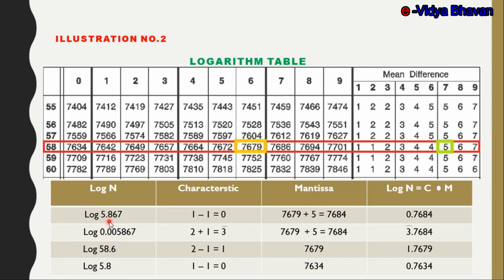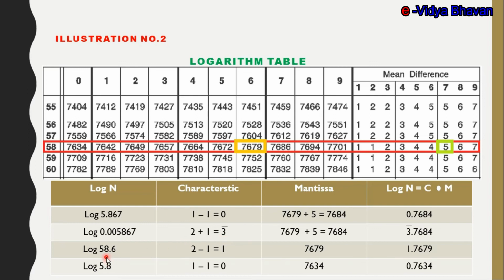5.867. Now this number is greater than 1, so rule number 1 will apply. That is, before the decimal we have one digit, so 1 minus 1 equals 0. The characteristic is 0. Again in the second example, 0.005867. This is less than 1, so rule number 2 will apply, and immediately after the decimal we have 2 zeros. So we take 2 plus 1, that is 3 bar. So the characteristic is 3 bar.